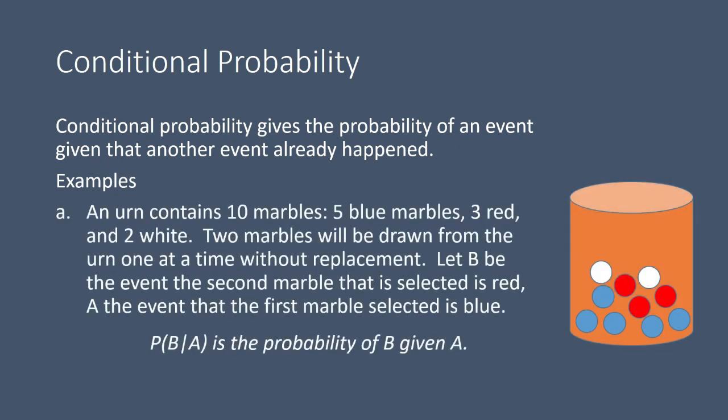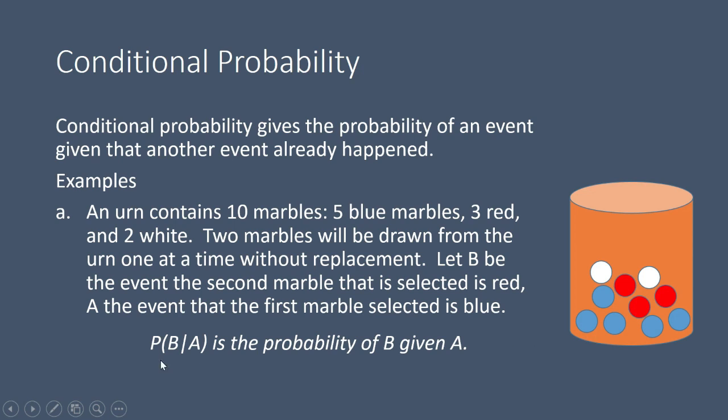So let's say, for example, we have an urn, and an urn contains 10 marbles. 5 are blue, 3 are red, and 2 are white. 2 marbles will be selected from this urn, one at a time without replacement. Let B be the event the second marble that is selected is red. And let A be the event when the first marble that is selected is blue.